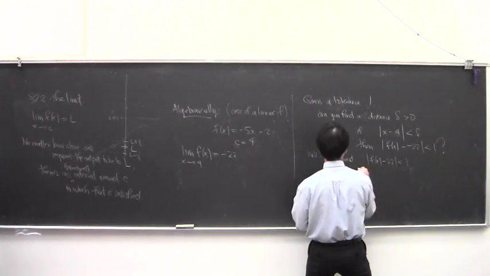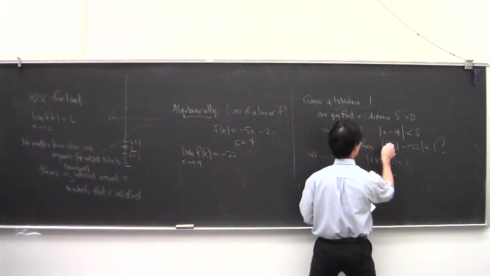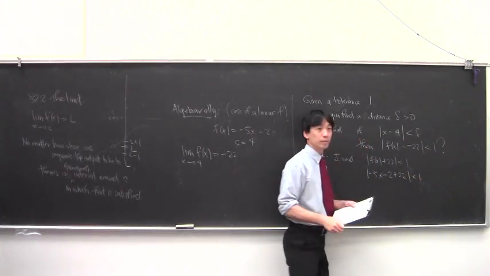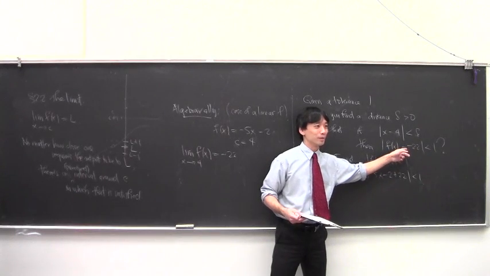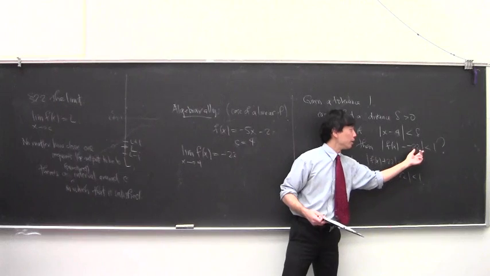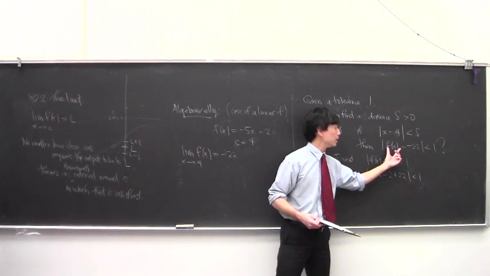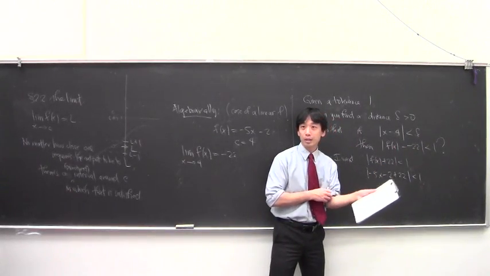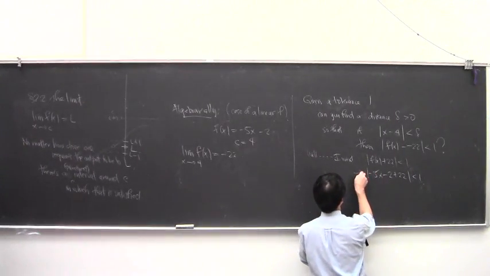That's the same thing as saying negative 5x minus 2 plus 22 is less than 1. Right? Because it's minus negative 22. I want the outputs to be within 1 of negative 22. So the distance to negative 22 has to be smaller than 1. Okay?